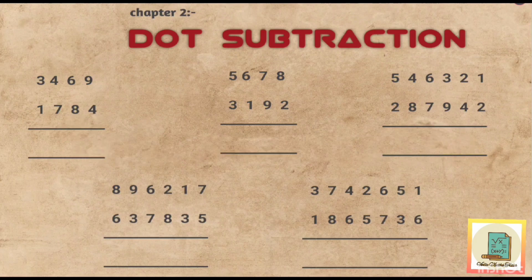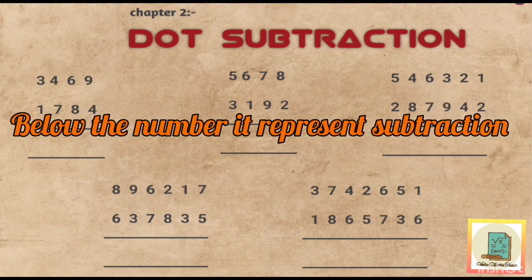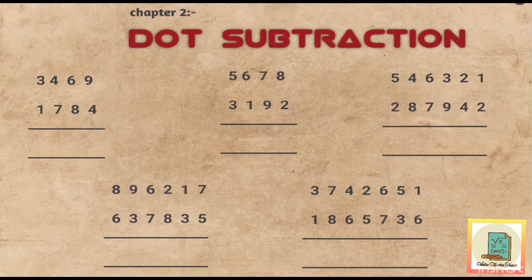Today we will learn about a new subtraction method which is dot subtraction. So here when the dot is put below the number, it represents subtraction. Now in this method, instead of taking the carryovers from the number, we will simply put a dot below the number. Now let's understand this method by taking an example.